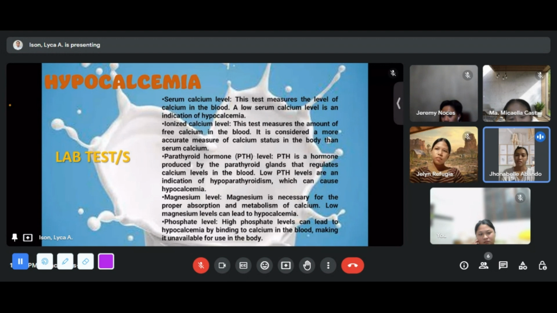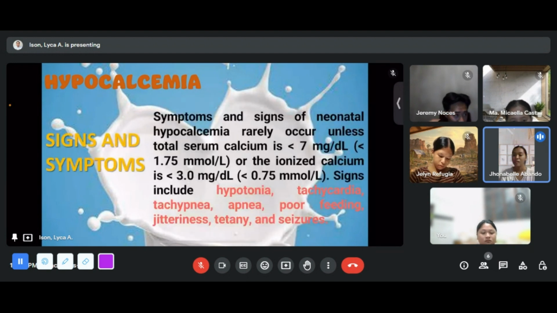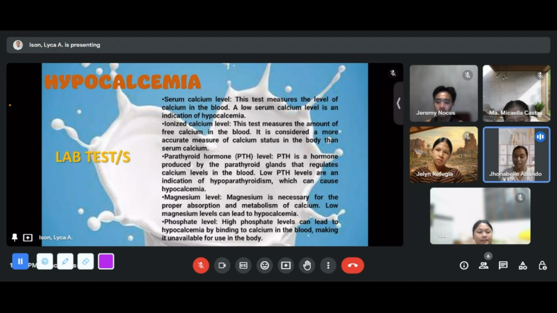Next is the causes. So, premature neonates with low birth weight may have underdeveloped organs, including yung mga glands na nagpo-produce ng hormones na kailangan to control calcium levels in the body. So, these factors ay makaapekto sa kakayahan ng baby na mag-absorb, regulate, and mag-release ng calcium sa kanilang body.